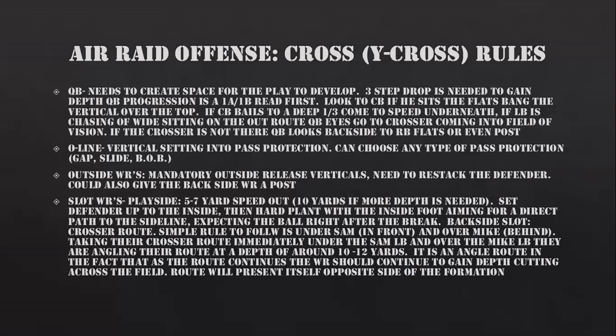If the linebacker is chasing the wide receiver and is sitting on the out route, the QB's eyes go to the crosser coming into his field of vision. If the crosser is not there, the QB looks backside to the running back in the flats or even the backside post that we run. The O-line is vertical, setting into pass protection. You can choose any type of pass protection: gaps, slides, big on big. I personally prefer a combination of gap, protecting the inside gap first obviously, and big on big. I don't use too many half slides with my offensive line.